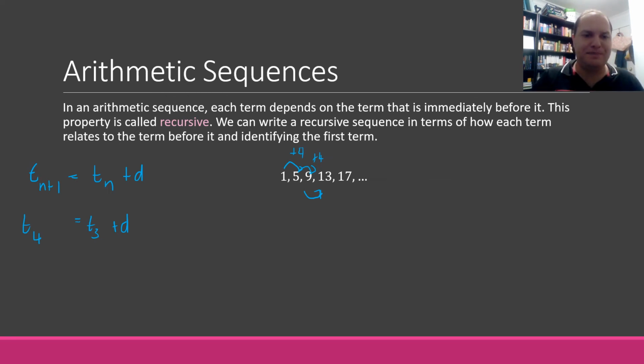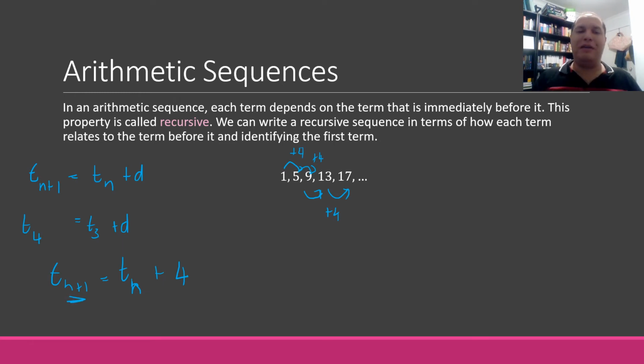Now for this one here, we can say Tn plus 1 is equal to our nth term, or the term we're looking at, and then we add on another 4. That's all we're doing to get from one term to the next. Our nth term plus 4 gives us our next term.